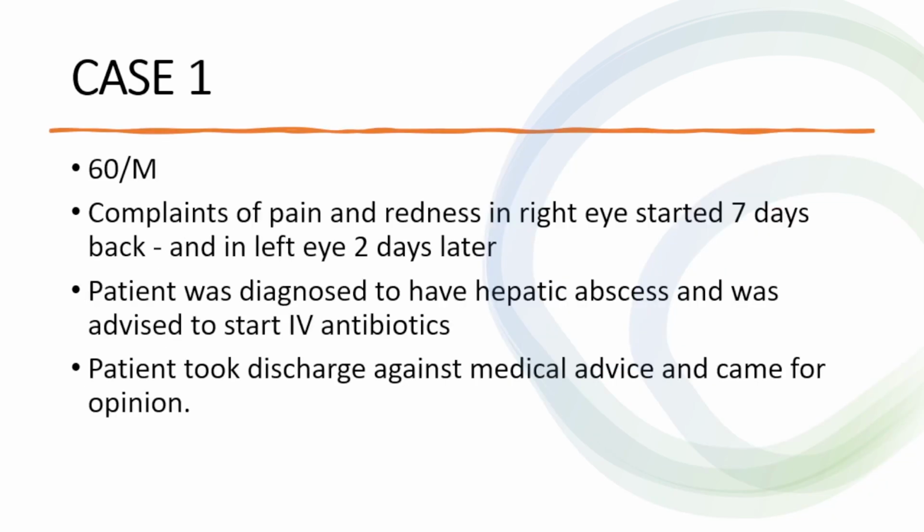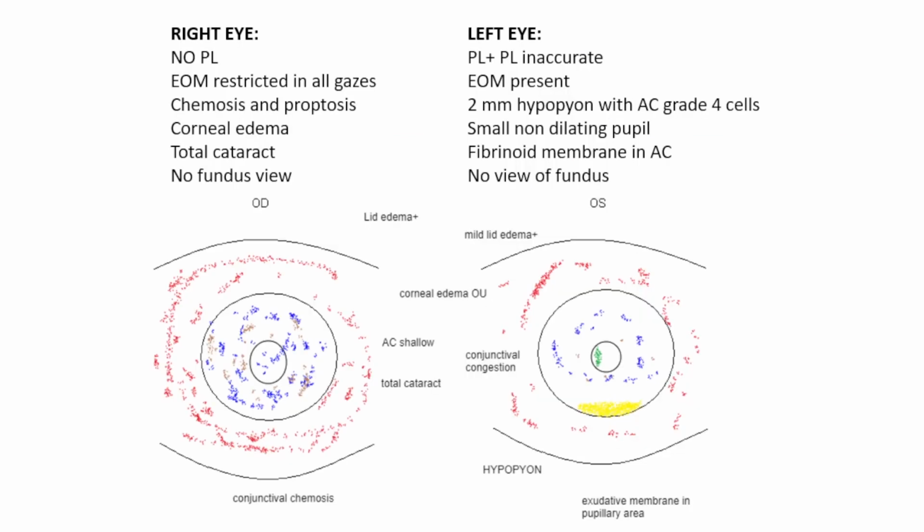So coming to the cases for discussion, a 60-year-old male patient came with complaints of pain and redness in his right eye, which started 7 days back. The left eye also had pain and redness 2 days later. The patient was diagnosed initially with hepatic abscess elsewhere and was advised to continue IV antibiotics. But because of his ocular complaints, the patient took a discharge against medical advice from the hospital and came to our hospital for ocular opinion. On examination, the right eye vision was no PL.